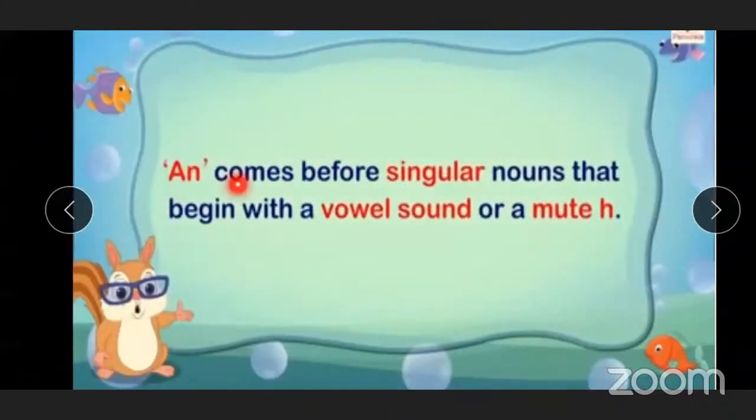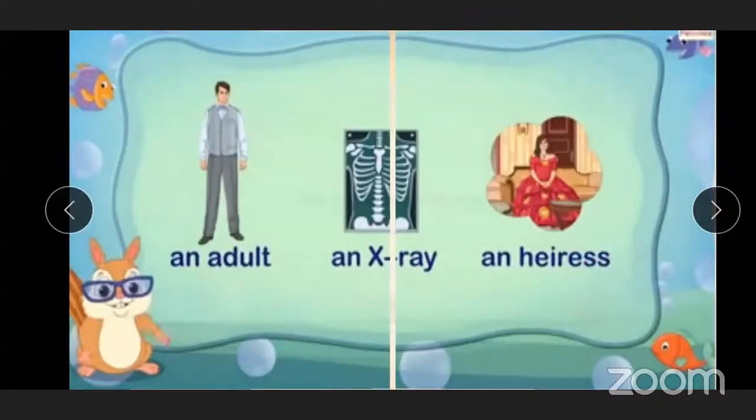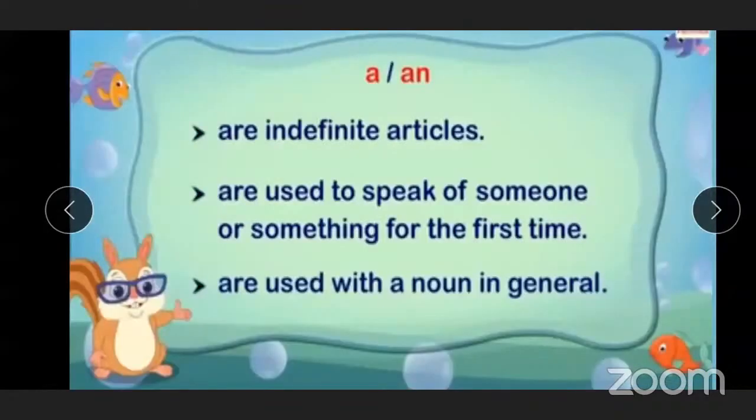Now let's see an. An comes before singular nouns that begin with a vowel sound or a silent H. For example, an adult, an X-ray, an hour. We want to be an umpire. A and an are indefinite articles. Based on this, we can identify the article. They are used to speak of someone or something for the first time, with a noun in general.